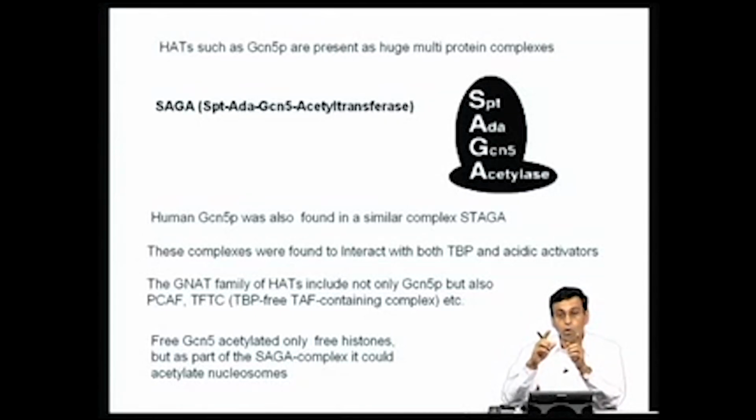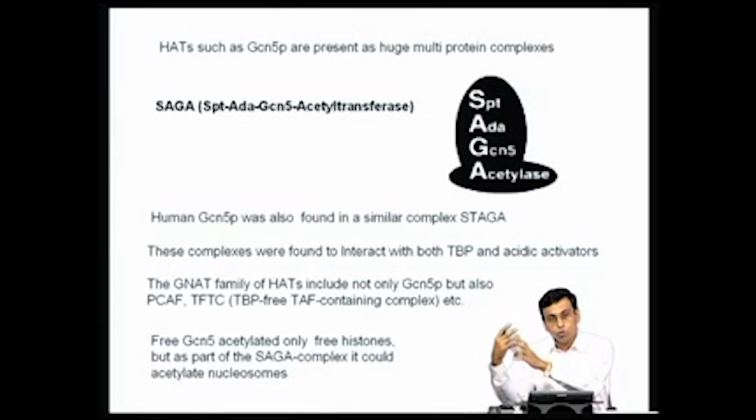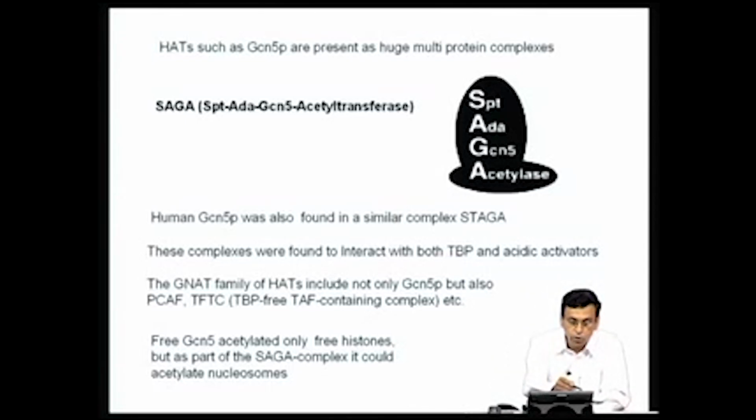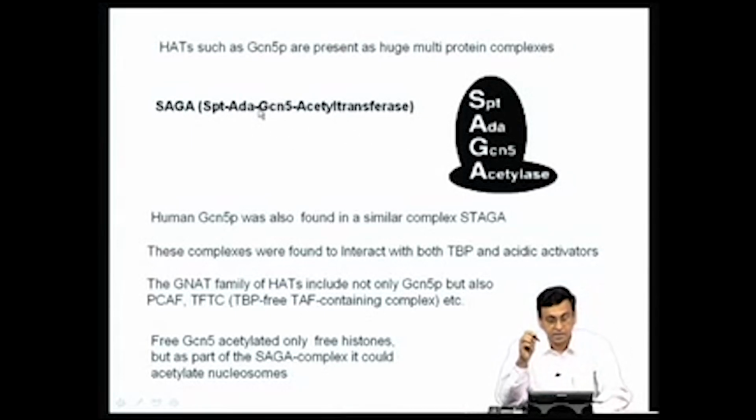And as I told you before, these multiprotein complexes are different from those we have already studied, such as TFIID or RNA polymerase II, etc., saying that there is another distinct entity of multiprotein complexes in which the HATs or HDACs are an integral component. For example, a multiprotein complex called SAGA actually contains SPT, ADA, GCN5 acetyltransferase, in which GCN5 is the acetyltransferase.